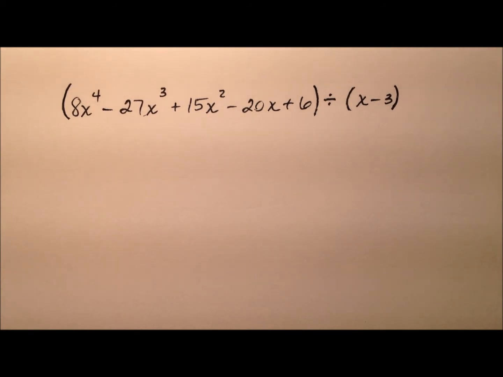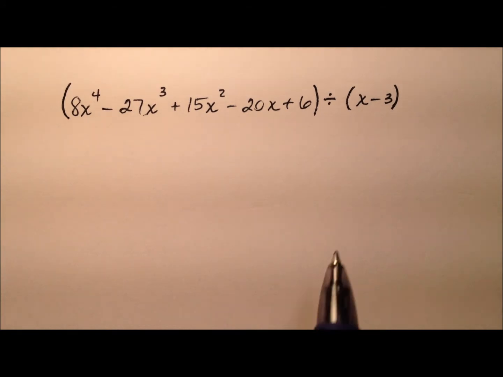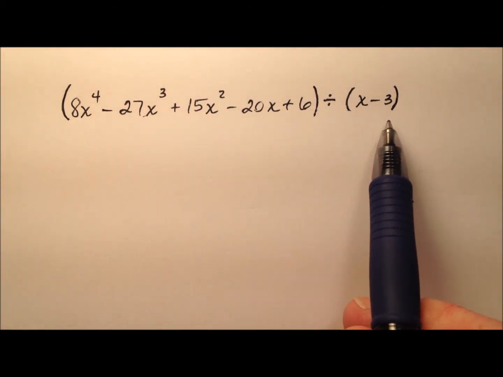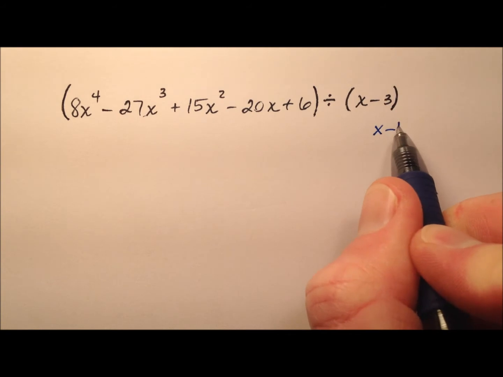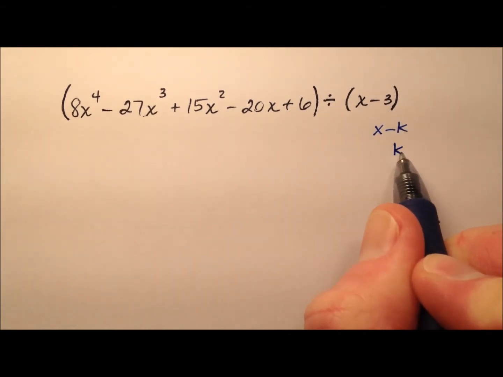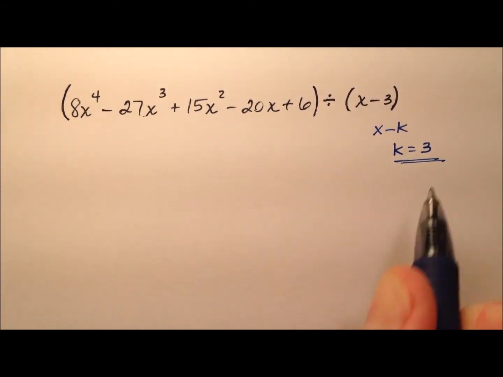In this video, I want to talk about using synthetic division to divide a polynomial by a very specific linear binomial. Traditionally, this divisor must be in the form x minus k. And in this case, it looks like the k value is going to be 3.